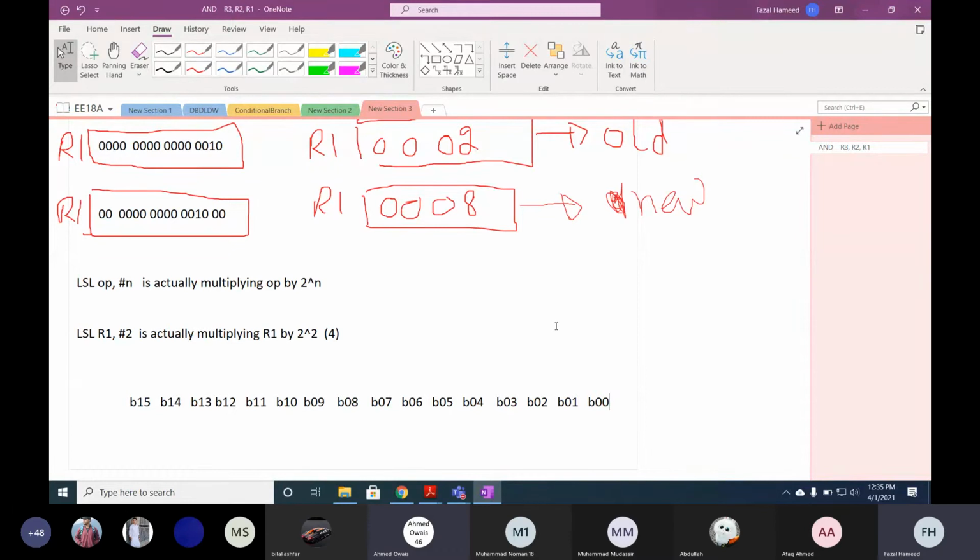Base 2, I know, but why is it multiplying by 2 raised to power 2? Can anybody give me a logical answer for this?